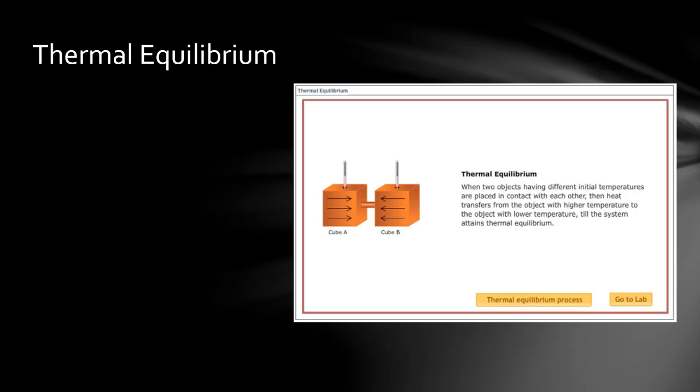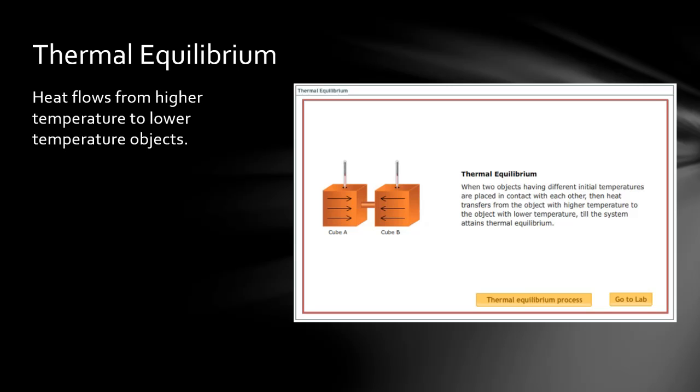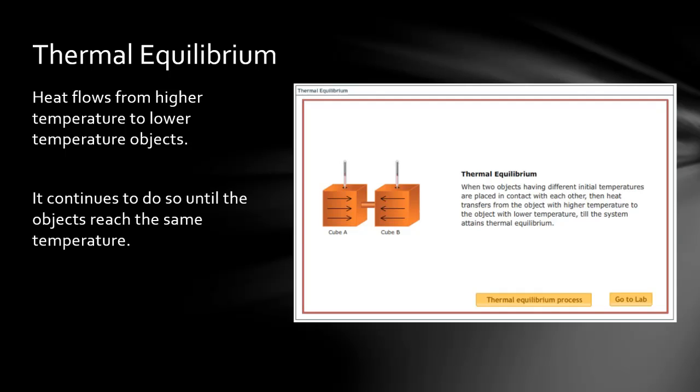Heat flows from higher temperatures to lower temperatures. That's what we discussed in the last slide. It continues to do so until the objects reach the same temperature. This is called thermal equilibrium. Thermal equilibrium is when two objects of different temperature are placed next to each other and their temperatures become the same through conduction.